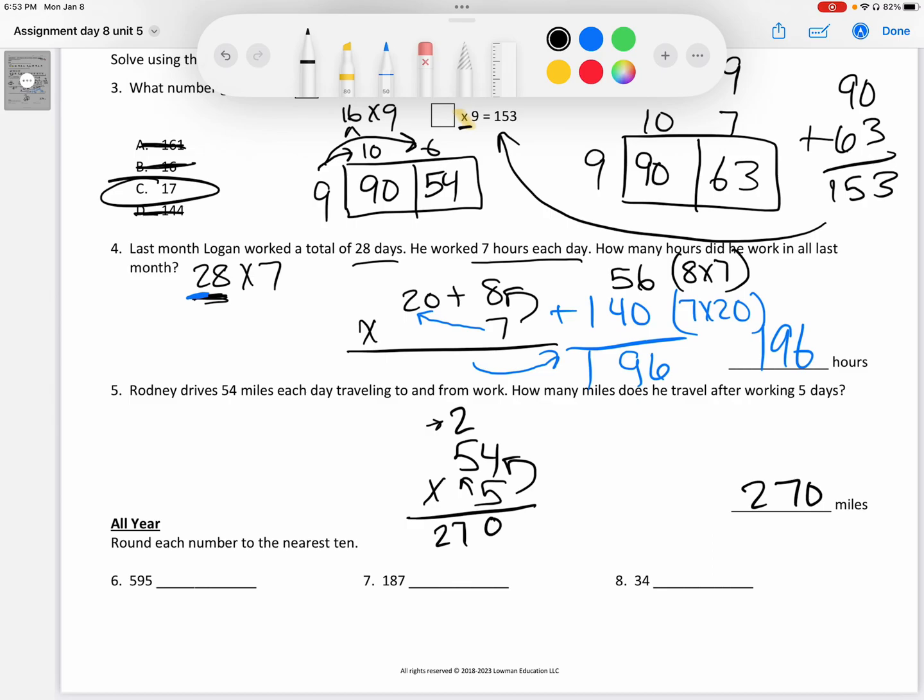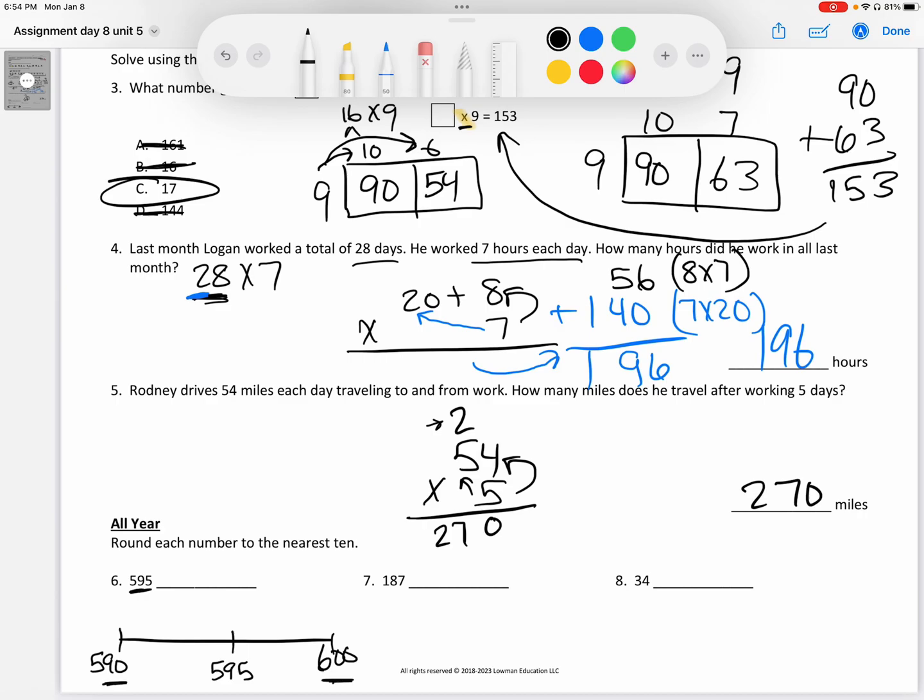Okay. At the bottom, just as a review, round each number to the nearest 10. Rounding is so new in third grade, and it can be just a little tricky. So we want to round this to the nearest 10. We need to see which two tens this falls between. This is going to fall between 590 and 600. The midpoint would be 595. What's halfway between these benchmarks?